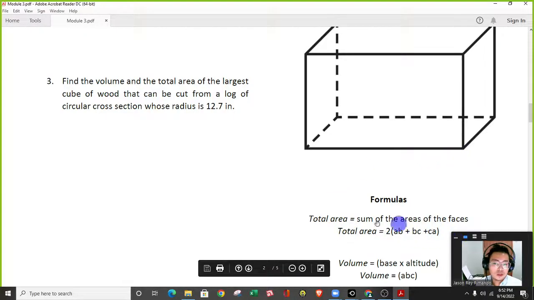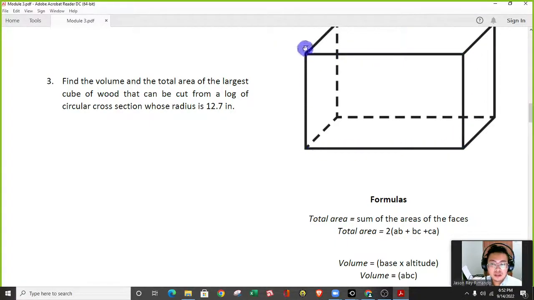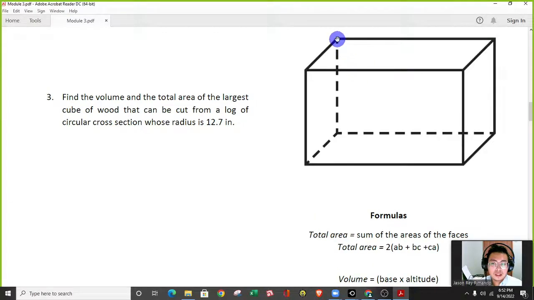So, how about total area? Ganon din. Yung face nito, area na itong face na to, plus area nung face sa likod, okay? Plus yung area dito sa gilid, okay? Plus area dito.